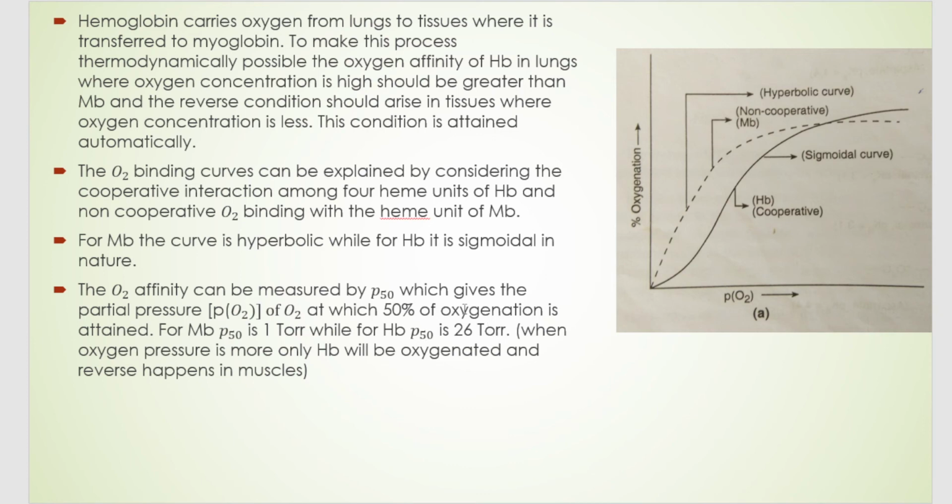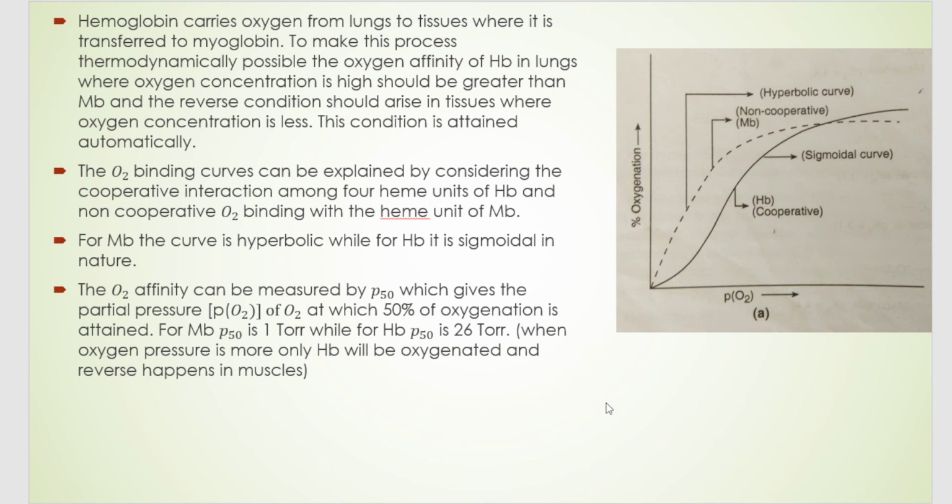Very high value. What is this telling you actually? When the oxygen pressure is high, only hemoglobin will be oxygenated, and the reverse happens in the muscle. What is the reverse? When the oxygen pressure is low, only myoglobin will be oxygenated. So what are you studying from all these 4 points, what is it telling you? You need to know this to draw this graph.